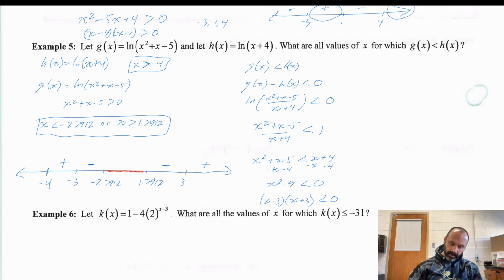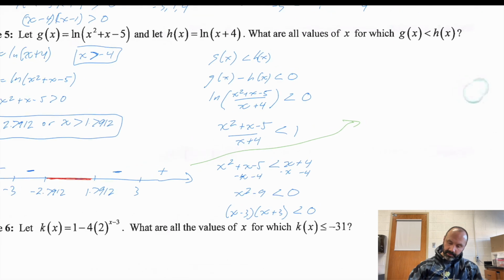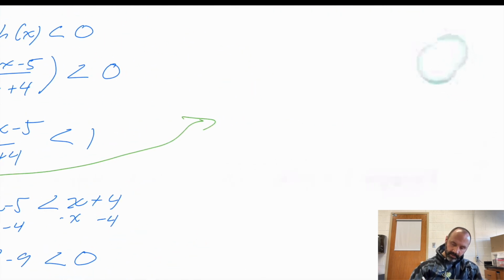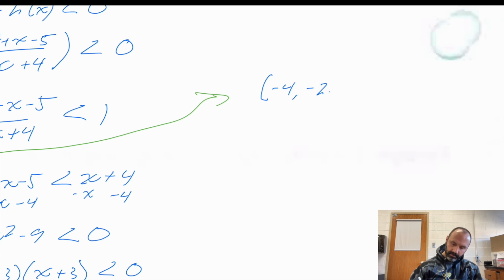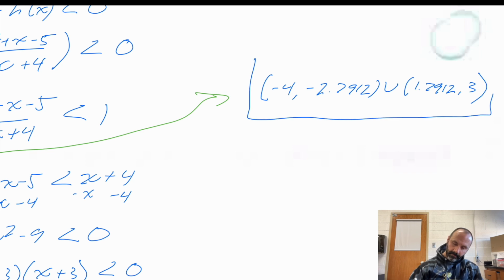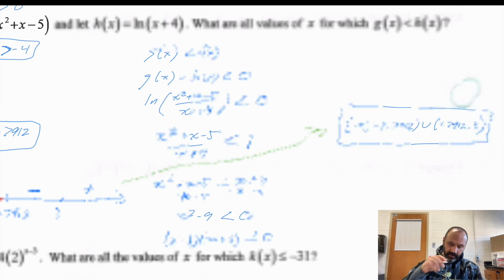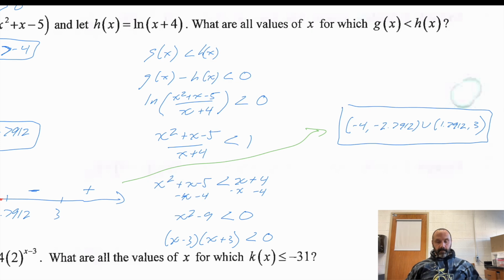right, where it's negative. And so the answer that I get, not a great use of space, but I'm going to go over here. So this is true when x is between negative 4 and negative 2.7912, or between positive 1.7912 and 3. So those are the intervals where g of x is less than h of x.